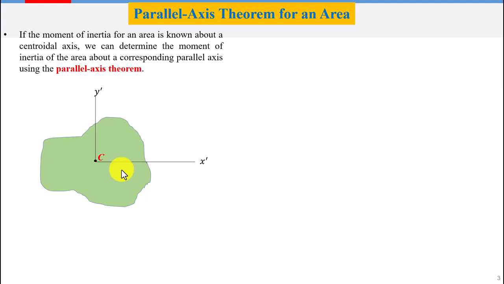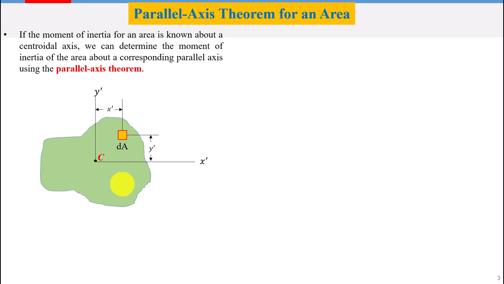Okay? So, for example, if you don't know the location of this arbitrary shape, its centroid and its moment of inertia, simply you can take a differential element dA, then you can integrate it, and you can calculate the moment of inertia about its centroidal axis. And this moment is known as I x prime bar, okay?